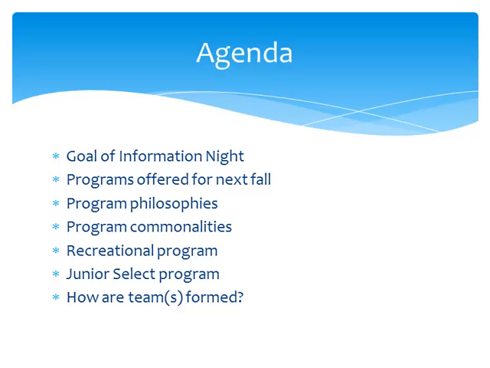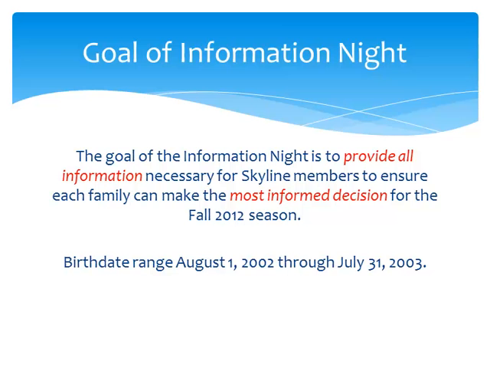Essentially what's going on is at the U10 level we have a couple of different options for you. We want to go over each of those options and that's the agenda for tonight's meeting. The goal of the Information Night is to provide all information necessary for Skyline members to ensure each family can make the most informed decision for next fall. And we've included the birth date range down there at the bottom to make sure you're in the right spot.